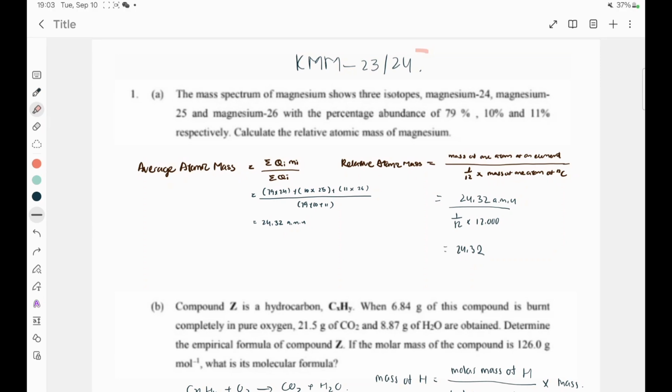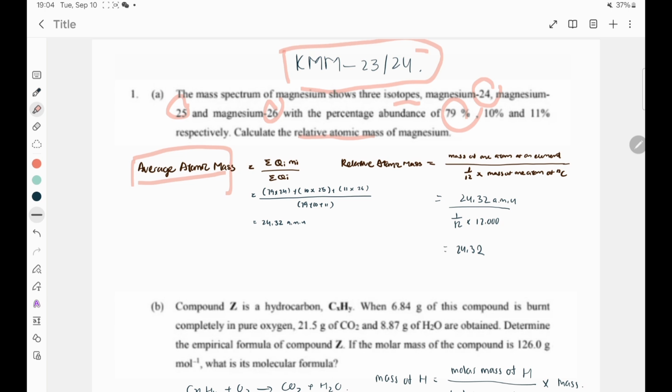Today we are going to talk about the question of chapter 1 from KMM set 23-24. We are given a mass spectrum that contains the isotopes and their masses, magnesium 24, 25, 26, and also their abundance. We need to calculate the relative atomic mass, but we should calculate the average atomic mass first.